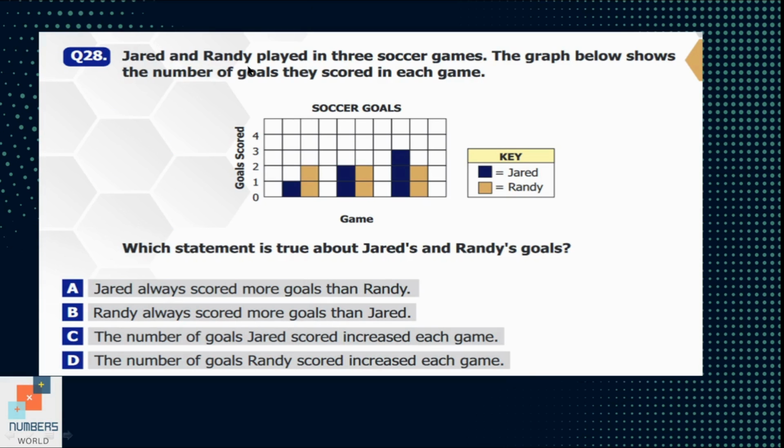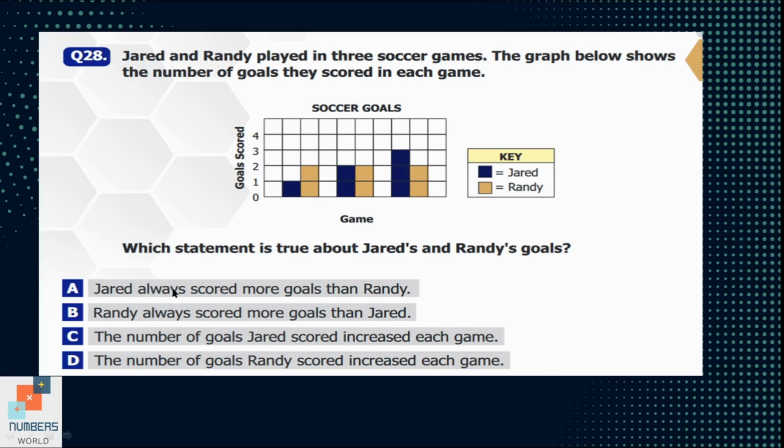Question number 28. Jared and Randy played in 3 soccer games. The graph below shows the number of goals they scored in each game. Which statement is true about Jared's and Randy's goals? So we may notice something over here. The goals of Randy are same in all 3 games, whereas the goals of Jared are continuously increasing. So let's read our options one by one.